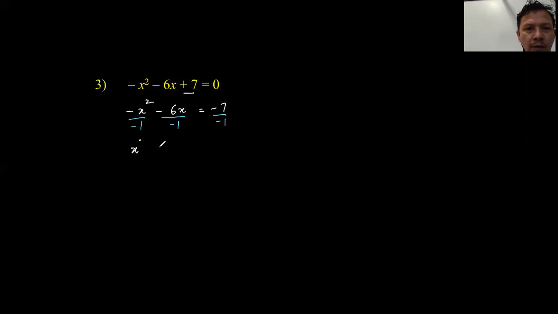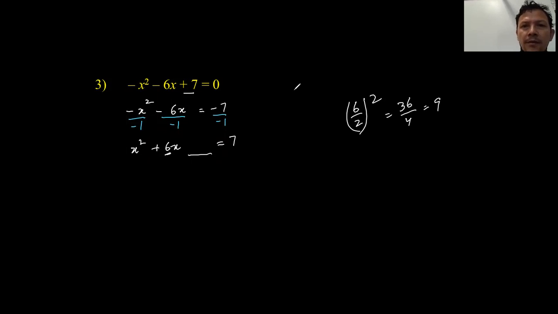So x squared plus 6x. Need to add a number there, so I need to leave a space over here. How do we determine what number? Look at this coefficient, which is 6. So 6 divided by 2, all squared. 6 squared is 36 over 4, which is equal to 9. We need to add 9 over there, right? So here we are going to add 9, and here we are going to add 9. Remember that. Don't forget to do the same thing on both sides.